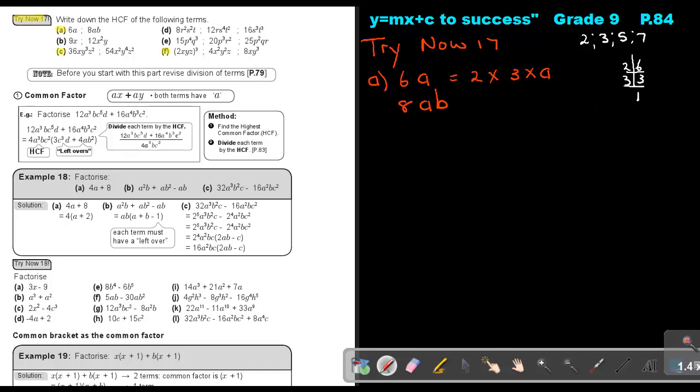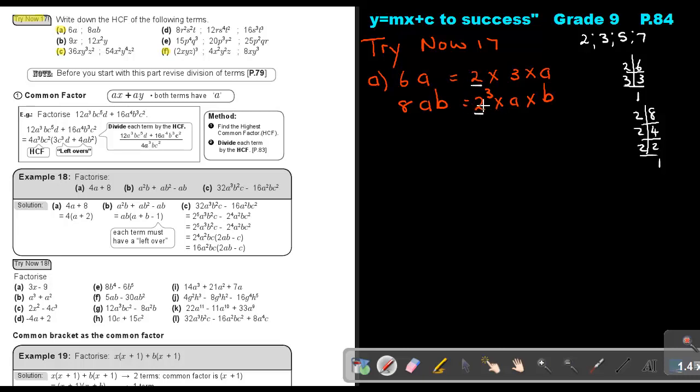And if I take 8, let's do the same with 8. Start with 2, continue with 2 until you have 1. So this will be 2 to the power of 3 times A times B. Okay, and now what are we going to do?